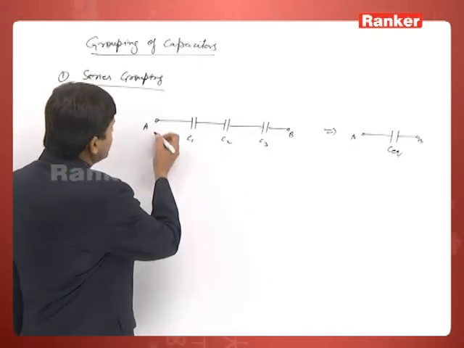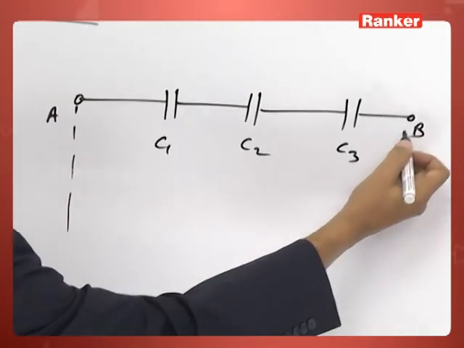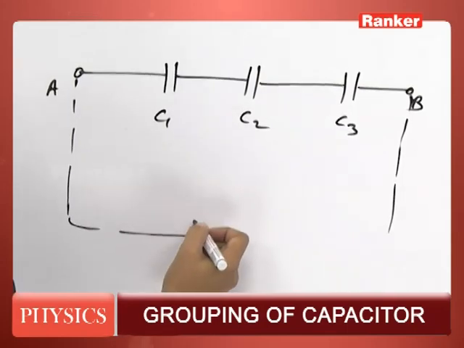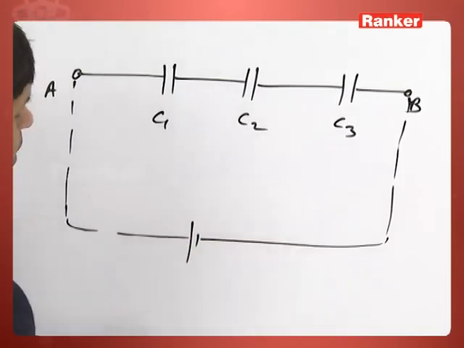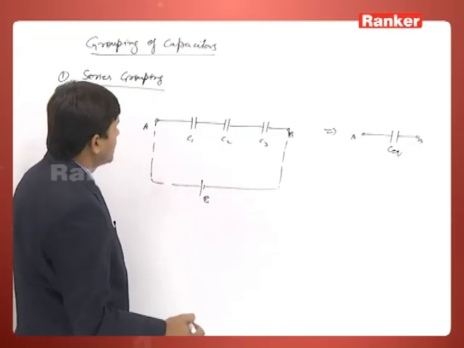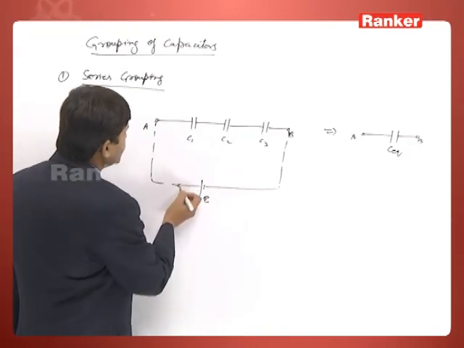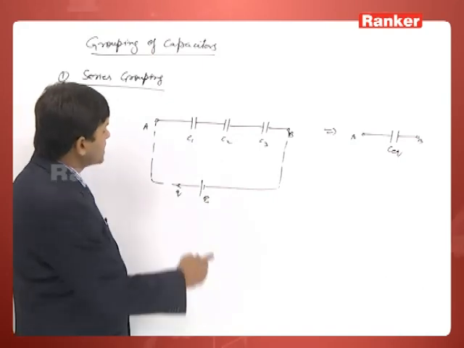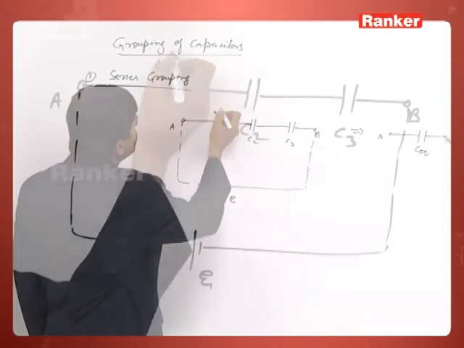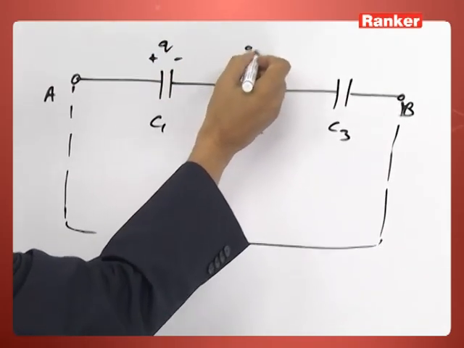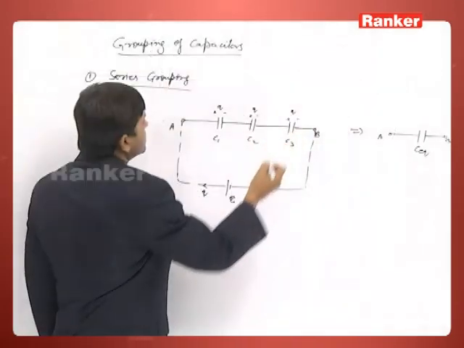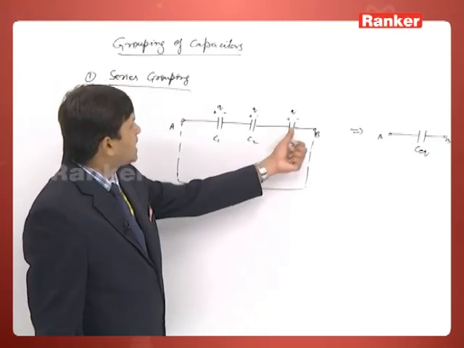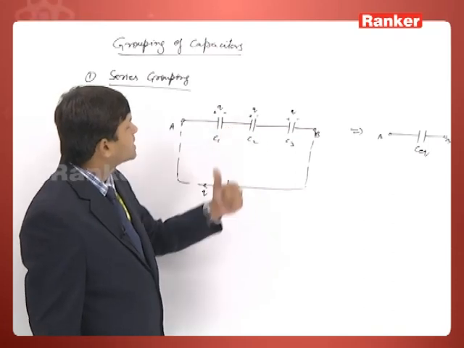Effective means if I am connecting the ends of this circuit with a cell of EMF E, and through the cell at steady state let total charge Q flow. So when Q charge flows, that Q charge will appear on these plates like this. The charge on each of the 3 capacitors will be the same. That can give you an idea that these are in series.